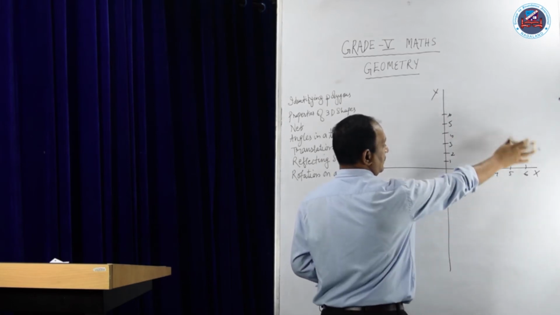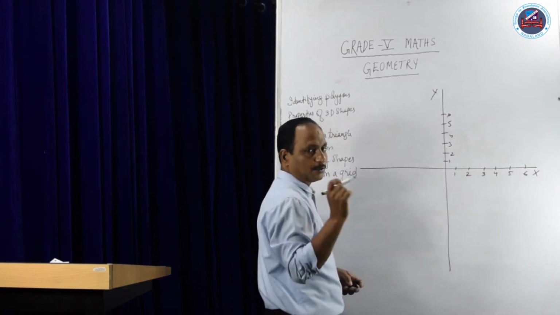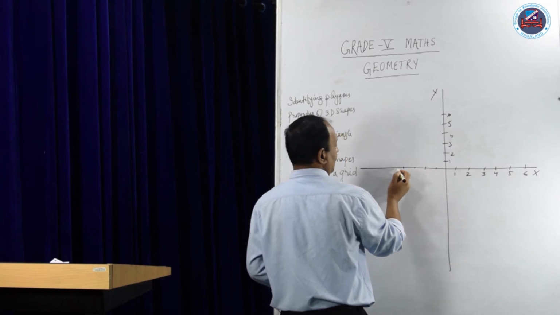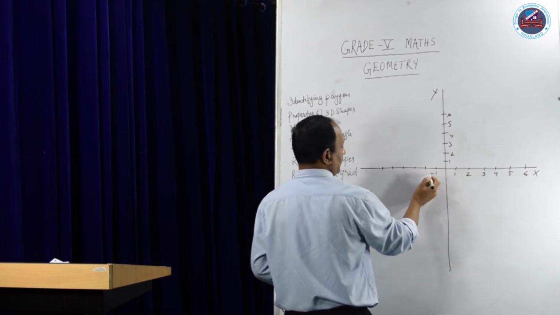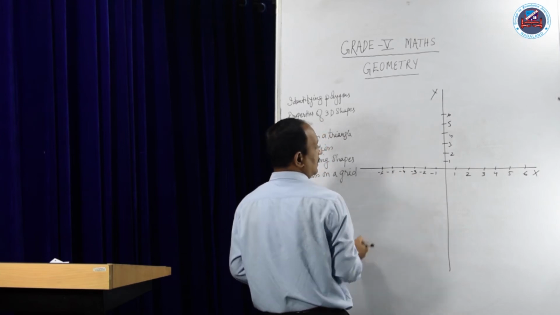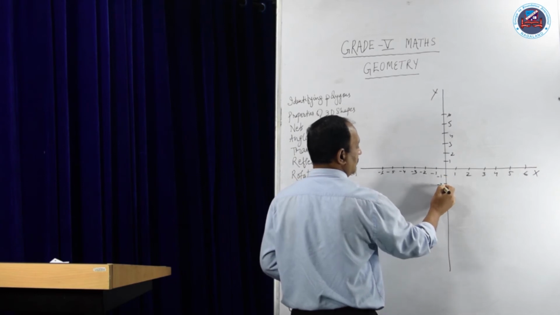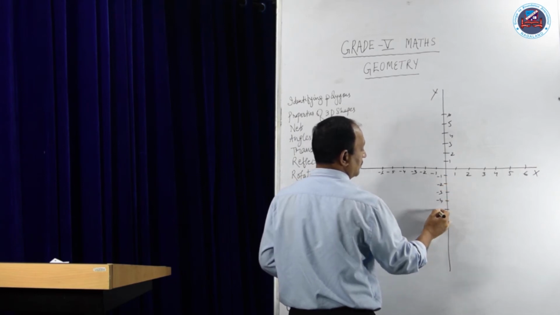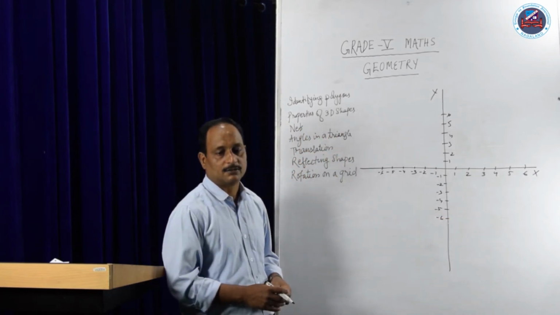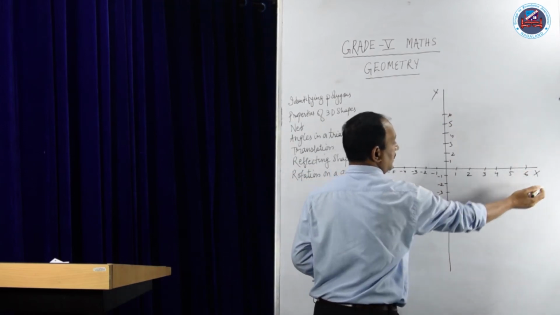On this right-hand side, the numbers on the x-axis and the upward numbers on the y-axis will be positive, with a plus sign. But when we move towards the left side, the x-axis will be -1, -2, -3, -4, -5, -6, and then down the y-axis will also be -1, -2, -3, -4, -5, -6. You can go ahead also. Now, this is called the y-axis and this is called the x-axis.